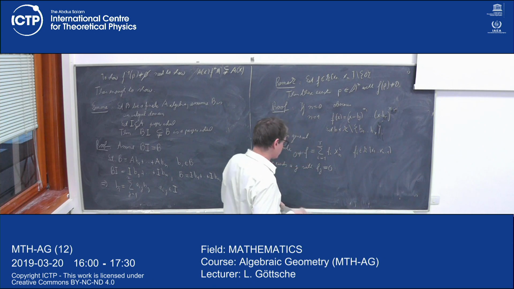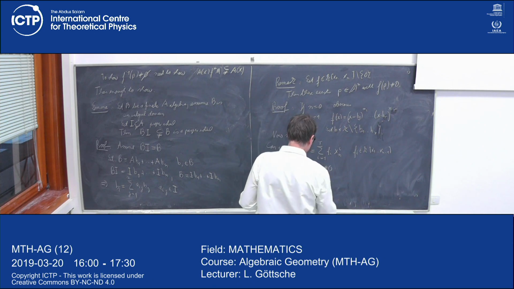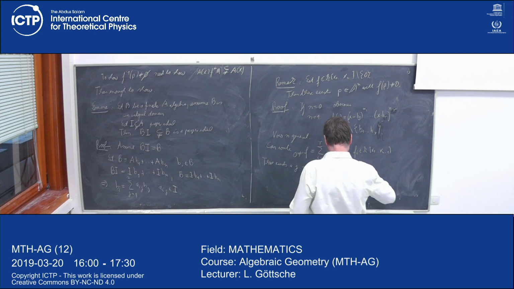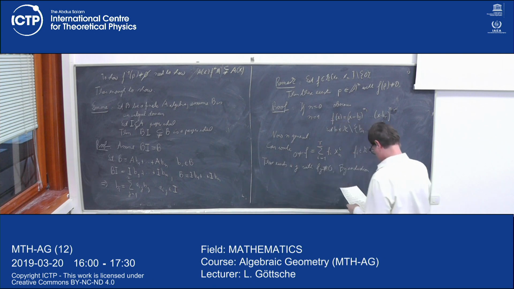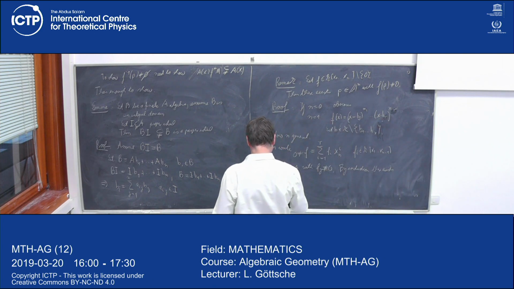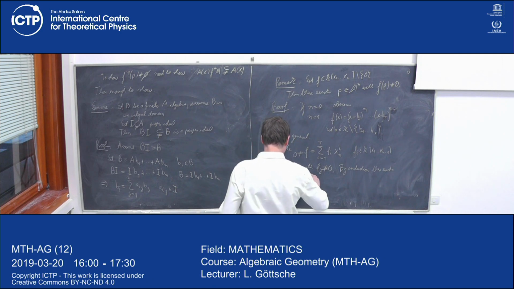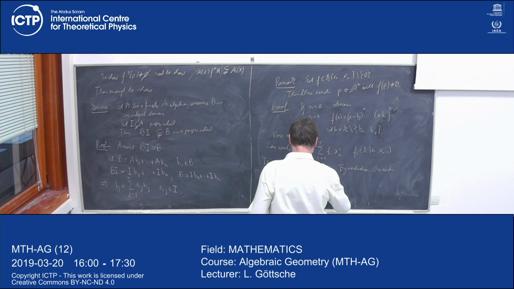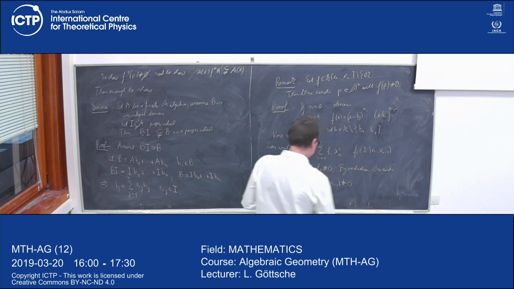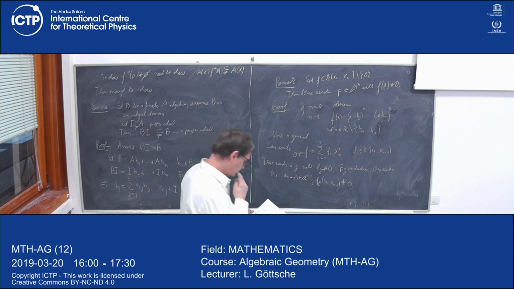So therefore, by induction, there's a point where it doesn't vanish. You mean not 0, right? Yeah, indeed. Okay, by induction there exists, say, a1 to a_{n-1} in K^{n-1} such that fj of a1 to a_{n-1} is different from 0.